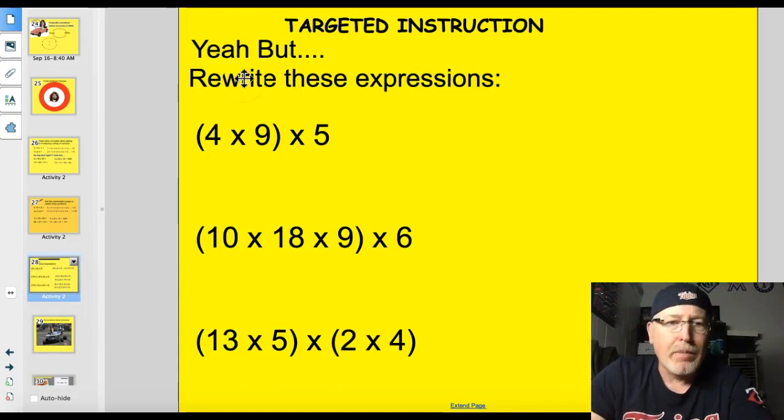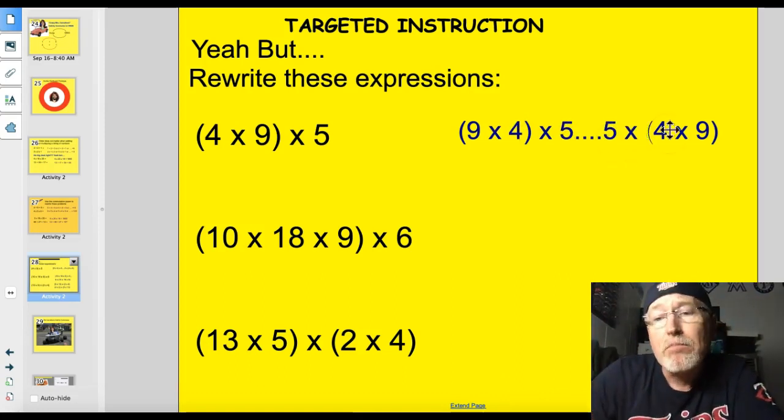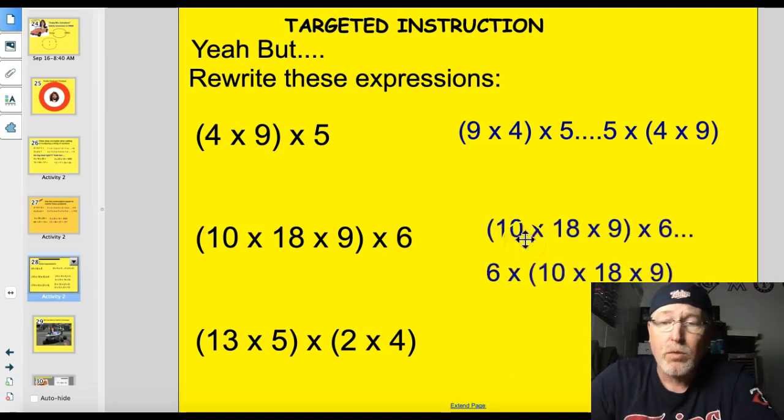There's always a yeah, but. So how do you rewrite these expressions here? Well, you can't take numbers outside of these parentheses we're in there. So you can rewrite this as 9 times 4 times 5, or 5 times 4 times 9. You just can't move the numbers around and out of the brackets. In other words, you can't throw the 5 in and take the 4 out. Keep them inside the brackets. Keep everything inside the fences if you want to think of it that way.